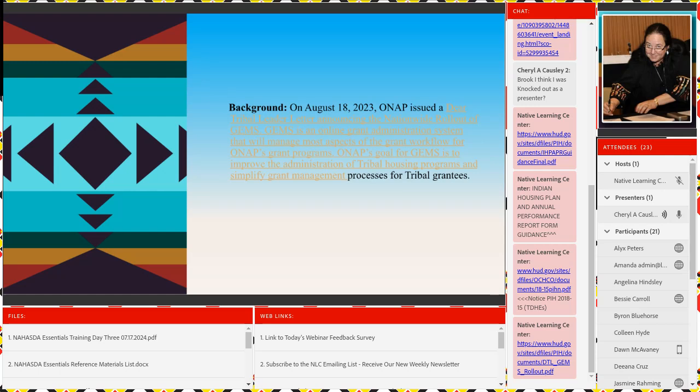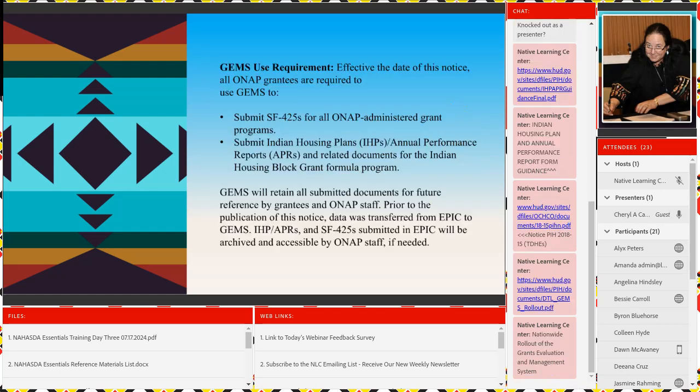ONAP's goal for GIMS is to improve the administration of tribal housing programs and simplify the grant management process for all tribal grantees. The use requirement, effective the day of this notice: we're required to submit SF 425s for all ONAP administered grant programs. The great thing is that with GIMS in effect, we all used to have to do our 425s on a quarterly basis, and they decided that unless you were an investment tribe, now we only have to do it once a year. So it was a good thing they were looking into this, I guess.